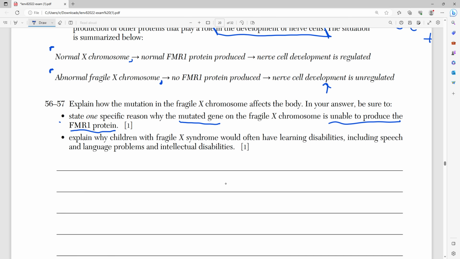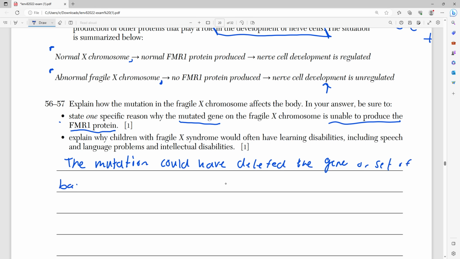So I'm going to write that down. The mutation could have deleted the gene or set of bases that code for the synthesis, which just means the creation, of the protein. That's my answer to part one.